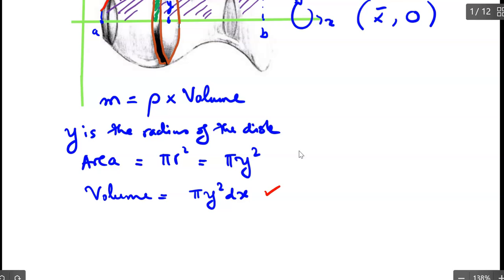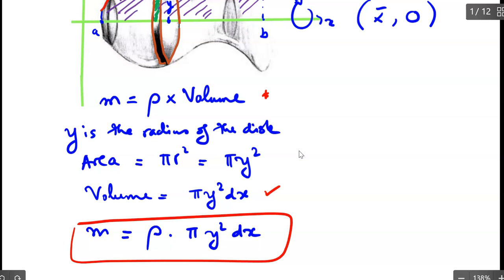Okay, this is actually very important. Now I'm going to substitute this into this formula so I can find the mass. So now m is equal to rho times the volume, which I already have. So I multiply this with pi y squared dx. Okay, so let's circle this one for now.